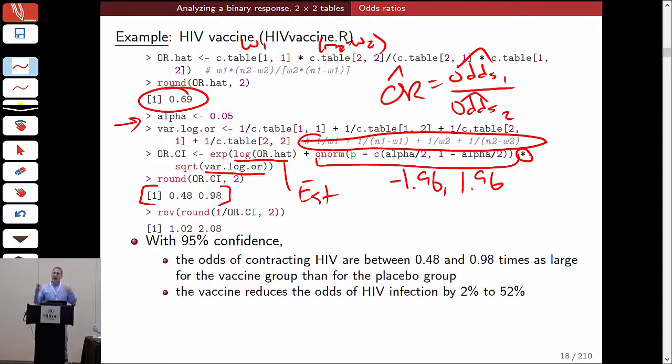So a formal conclusion is that with 95% confidence, the odds of contracting HIV are between 0.48 and 0.98 times as large for the vaccine group than for the placebo group. So in this particular case, coming down with HIV is a success, the vaccine group is group number 1, and the placebo group is group number 2. Now, as I said, there are many different ways to do the interpretation. This is just a standard way. Another way to do this is to say the vaccine reduces the odds of HIV infection by 2% to 52%. Where did I come up with that? Well, that 2% is 1 minus 0.98. The 52% is 1 minus 0.48.